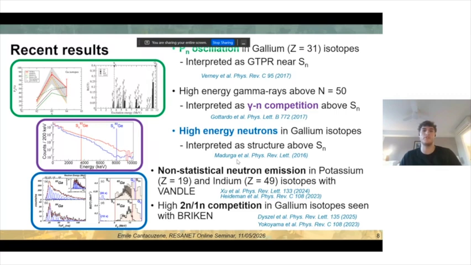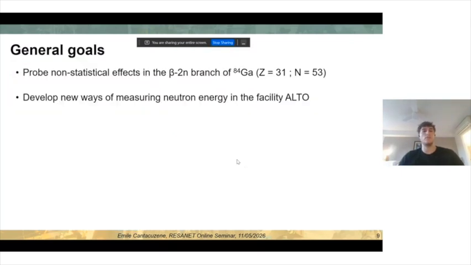And so there's a bunch of new results that I'm not going to describe all of them, but basically since the end of the 2010s up until this year, there's been a bunch of results showing some non-statistical effects for some nuclei. And by non-statistical, what I mean is experimental evidence that the statistical models fail, especially when you get closer to shell closure nuclei. So close to nickel 78, for example, or close to tin 132. And so this is why basically we wanted to probe non-statistical effects in the beta-delayed two-neutron branch of gallium-84.